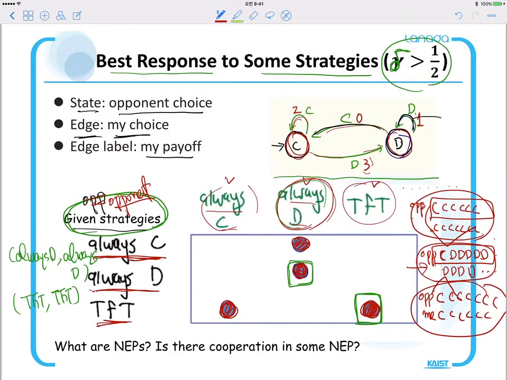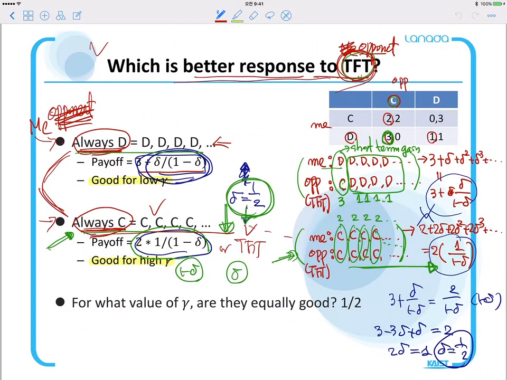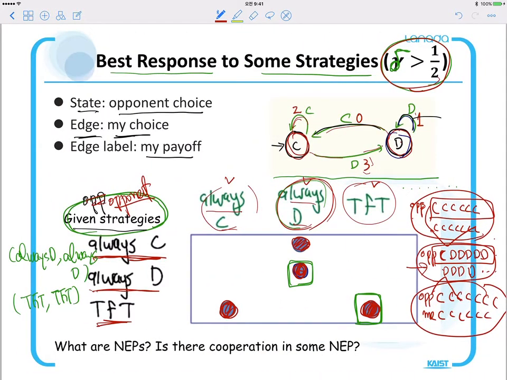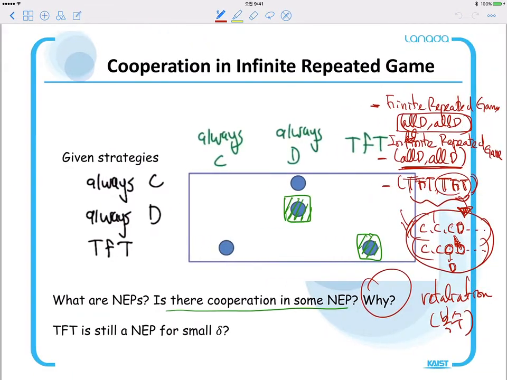What? As long as what? As long as I have a higher value about the future. If I have a low value about the future, then there's no reason why I choose to always cooperate, or T4T, as we computed here. When we have a low delta, then obviously choosing D is better. That's why I'm assuming that the delta is larger than 1/2. Then in that case, T4T and T4T strategy, played by both players, can become a Nash equilibrium. Does that make sense?